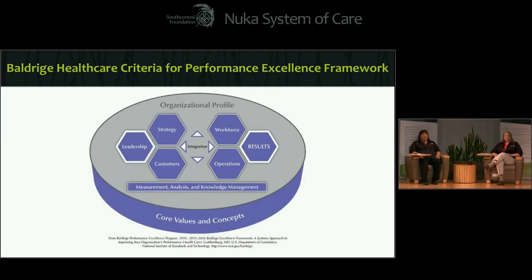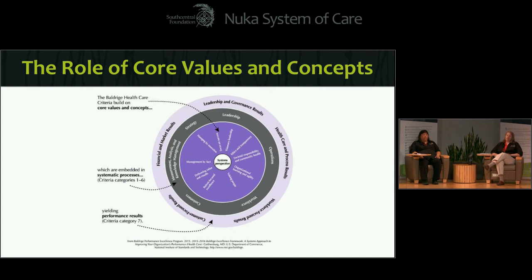So I want to talk a little bit more about the criteria. There are seven categories, and again, I mentioned those 350 questions. They're spread across seven categories. The first six categories are process categories: leadership, strategy, customers, measurement, analysis, and knowledge management, workforce, and operations. The final seventh category is all about results. The organizational profile encompasses all of those categories, and the criteria is built upon a common set of core values and concepts. So a little bit more about the core values and concepts.